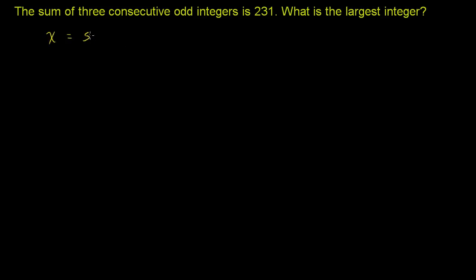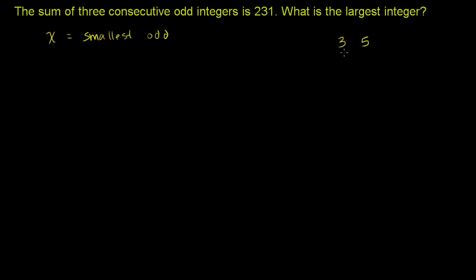X is equal to the smallest odd of these three. It's not the smallest odd integer of all integers. It's the smallest odd of these three, the smallest odd integer. So what's the next one going to be? Well, if I have one odd integer, what's going to be the next odd integer? Let's think about this. If x was 3, what's the next odd integer?